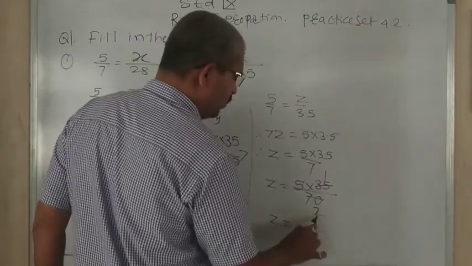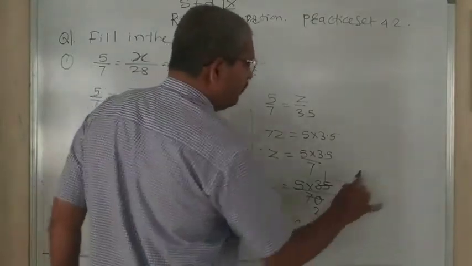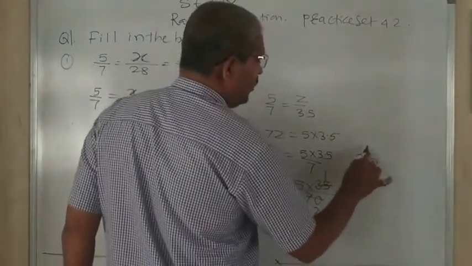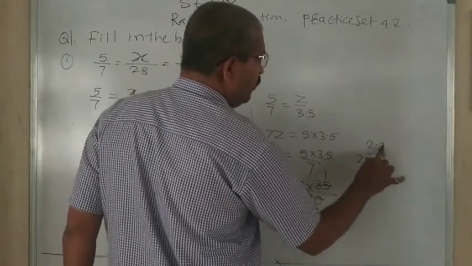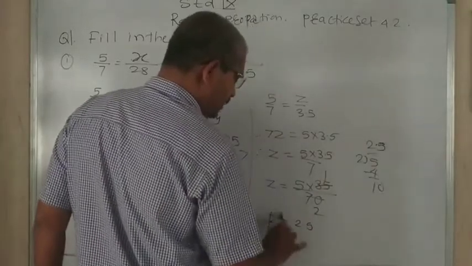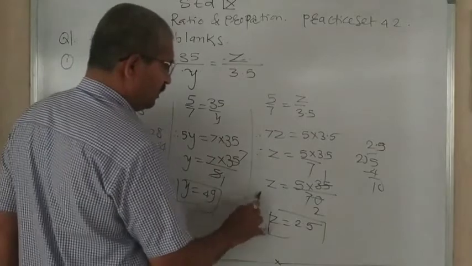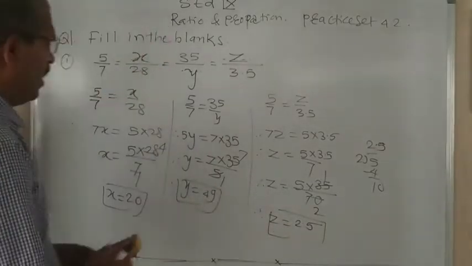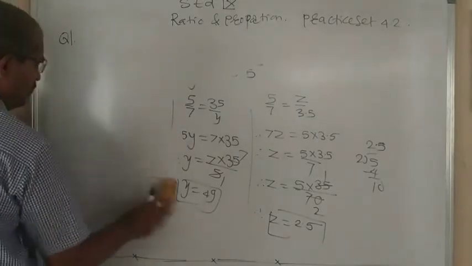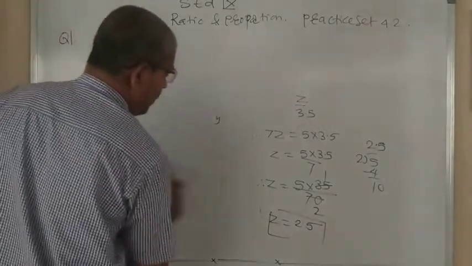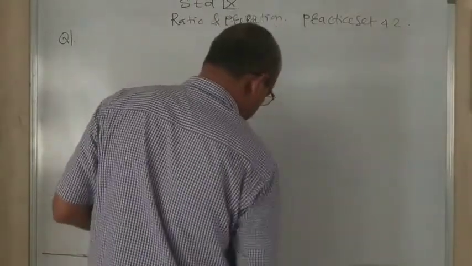Therefore z is equal to 5 upon 2, half of 5 rupees means 2.5. Otherwise 5 divided by 2: 2 twos are 4, 1 remaining. Put the point, give 0, 2 fives are 10. Thus 2.5 is the answer. Understand what is done? The next question is solved in a similar way, that's why you have to solve it as homework, given for practice.